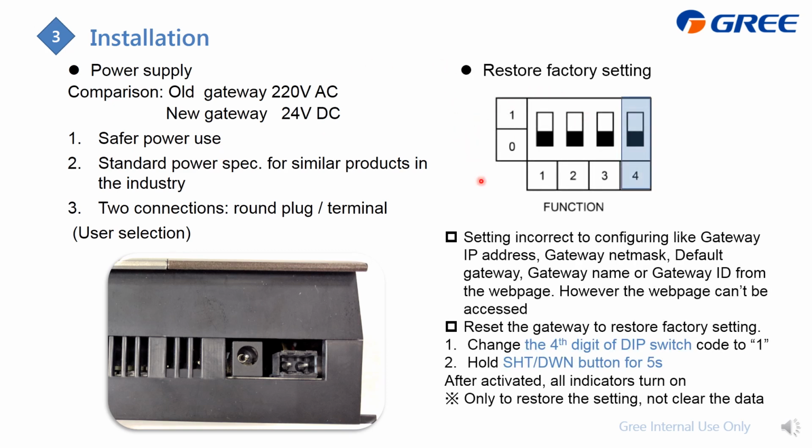Also this switch, the fourth tip, is just for you to reset. When you would like to reset to the factory setting, just change this to bit 1 and then hold this button for 5 seconds. If the reset is successful, all the indicators will turn on. That indicates the setting is okay. And here is a heads up: this setting only resets what you have done. It will not delete the data.